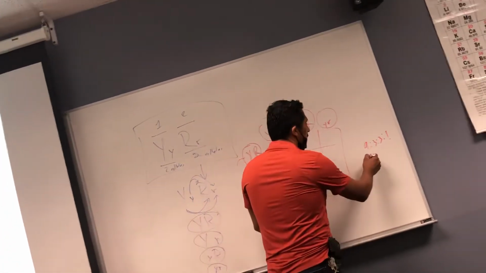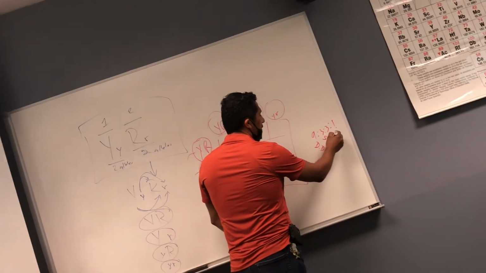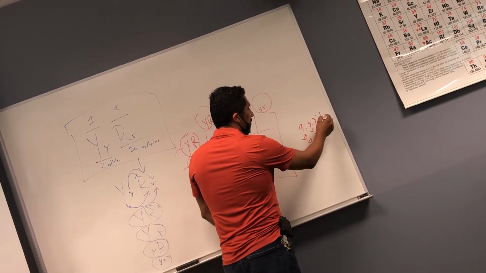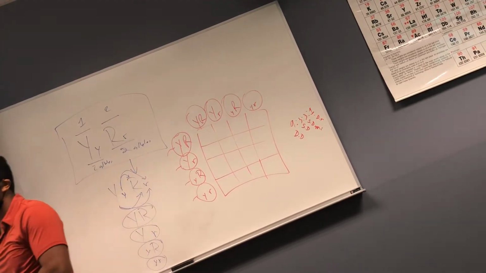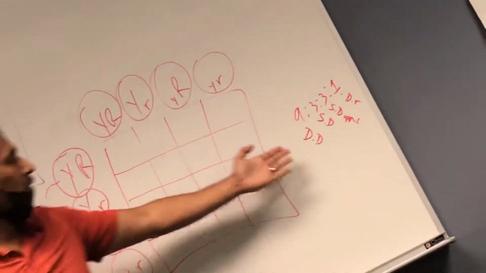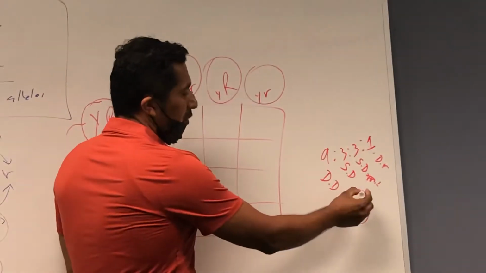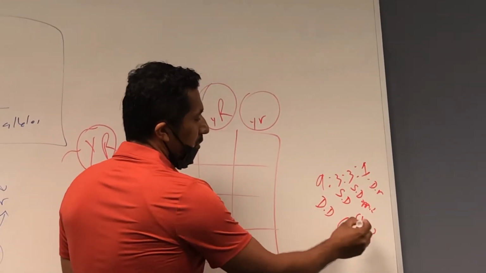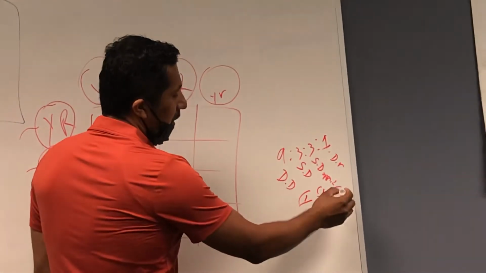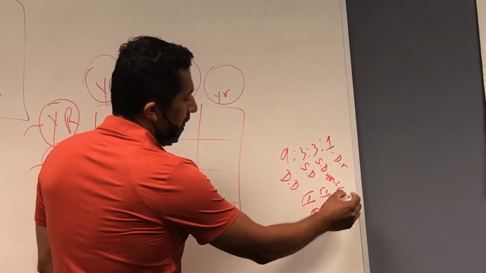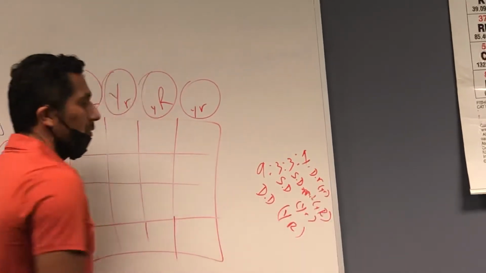So here 9 double dominant, 3 single dominant, 3 single opposite dominant, and 1 double recessive. Okay. 9 double dominant, yellow and round, and single dominant, yellow, but wrinkle, and here single opposite dominant, that will be the green, right, and the round shape, and here double recessive, that will be the green and the wrinkle.